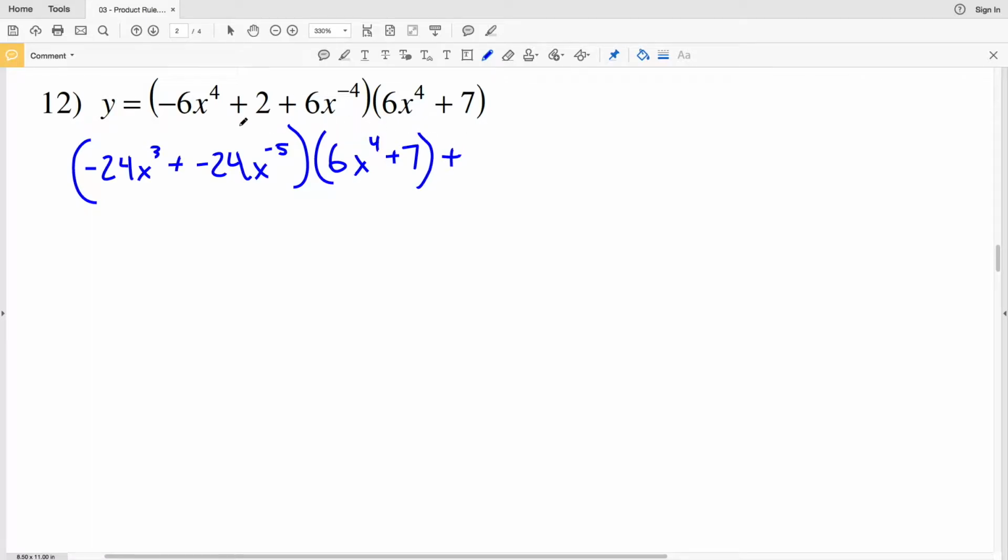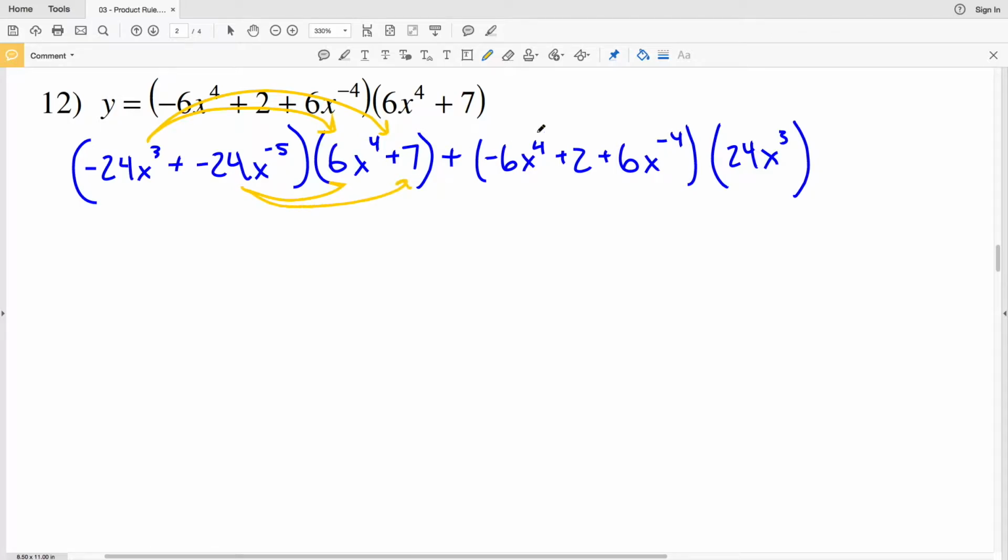So then I'll add that to that polynomial, negative 6x to the fourth plus 2 plus 6x to the negative fourth times the derivative of my binomial, 6x to the fourth is 24x to the third, because 4 times 6 is 24, and x to the 4 minus 1 is x cubed, and then the derivative of 7 is 0, which I do not need to put in. Now I'm going to distribute, foiling, and then distributing 24x cubed.